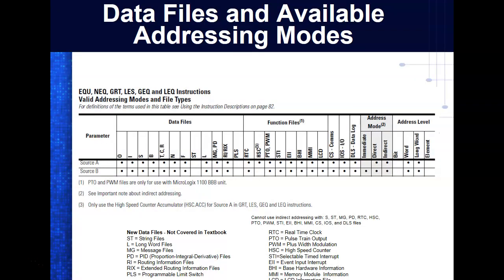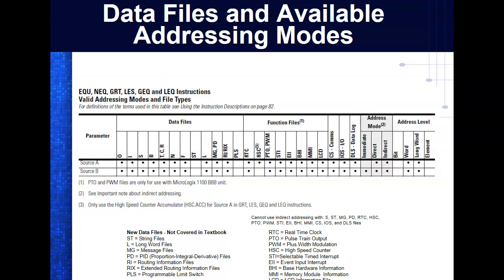So these are where our operands come from. Source A, we can get them from an output data file. We can get them from an input data file. We can get them from the status. We can get them from a bit file. We can get them from a timer. We can get them from a counter. We can get them from a register. We can get them from the N file. We can get them from the L file.